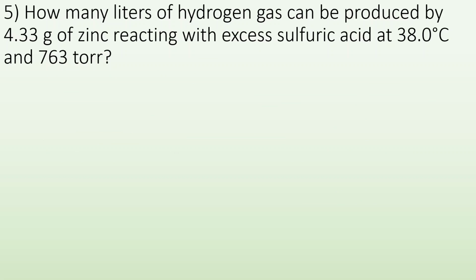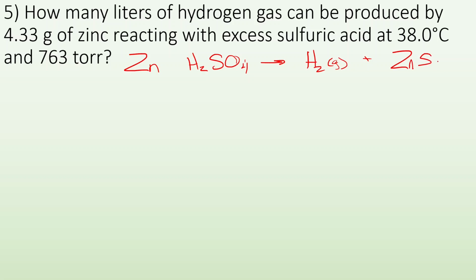All right, number 5. How many liters of hydrogen gas can be produced by 4.33 grams of zinc reacting with excess sulfuric acid at 38C and 763 torr? So first step, hey, what is this equation? We're making H2 gas by zinc reacting with sulfuric acid. And you go, all right, well, I'm making H2 gas. And what's left over, it's going to be zinc sulfate.